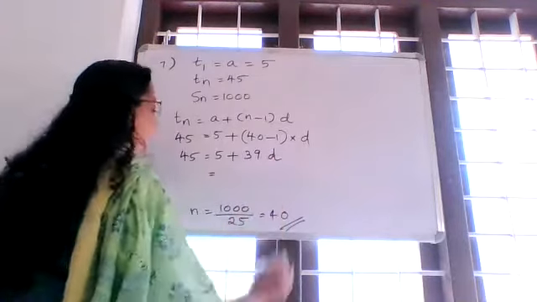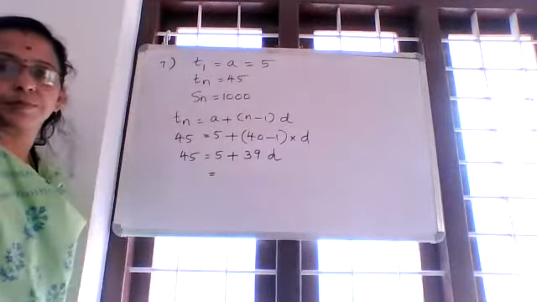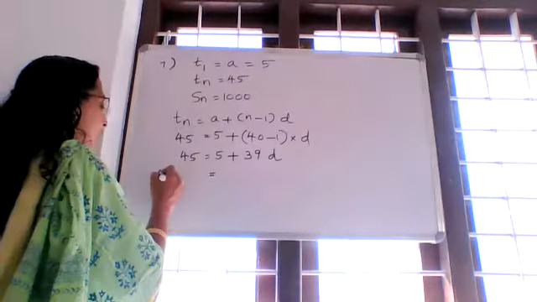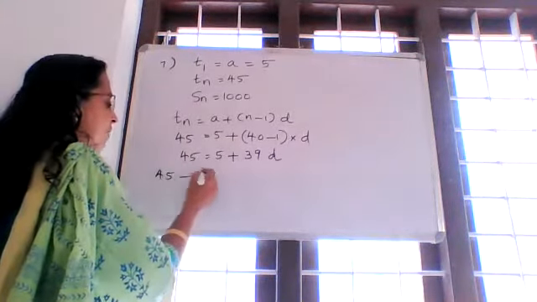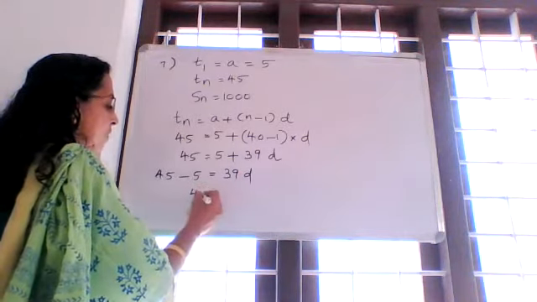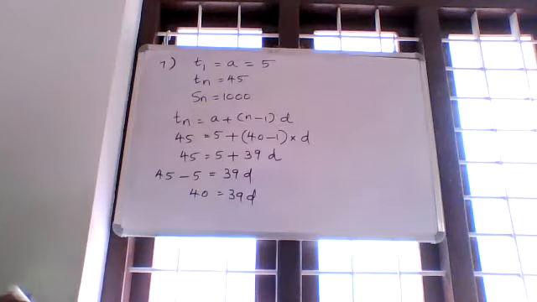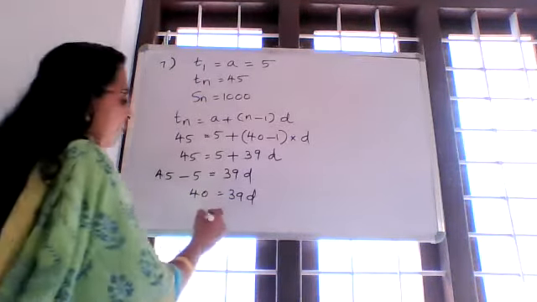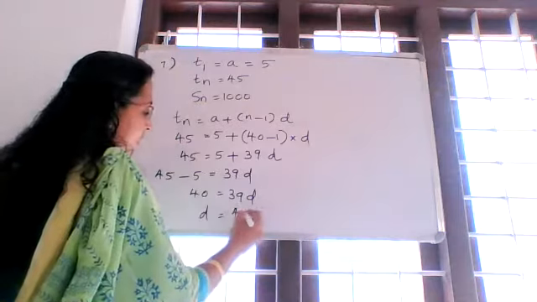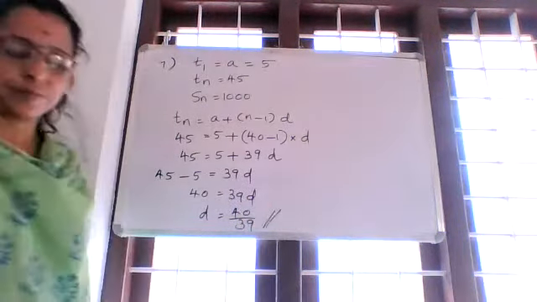So same equal to sign. So 45 minus 5 is equal to 39D. 45 minus 5 is 40, equal to 39D. So what about D? D value is 40 by 39, 40 divided by 39. That is a yes.